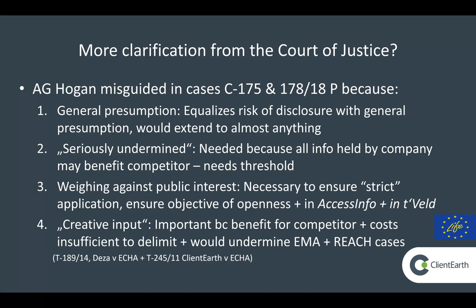With regard to seriously undermining, he says essentially that it's enough to have a de minimis threshold. But as I said in the beginning, there is really a need for a specific threshold in the context of commercial industrial information, because all information concerning an undertaking will always be commercial. So there is this needed threshold to have an added test. And it's not a problem that it's not mentioned in the legislation, because the court is making up a lot of things by itself, just like general presumptions. So that's not really the argument. With regard to weighing public interest, as I mentioned in the beginning, this is a generally applicable test. It relates to ensuring that there's a strict application of the exceptions and ensures the objective of openness is respected. And it's also mentioned in other cases of the Court of Justice that he kind of brushes over, namely in Access Info and in InfoPaq.